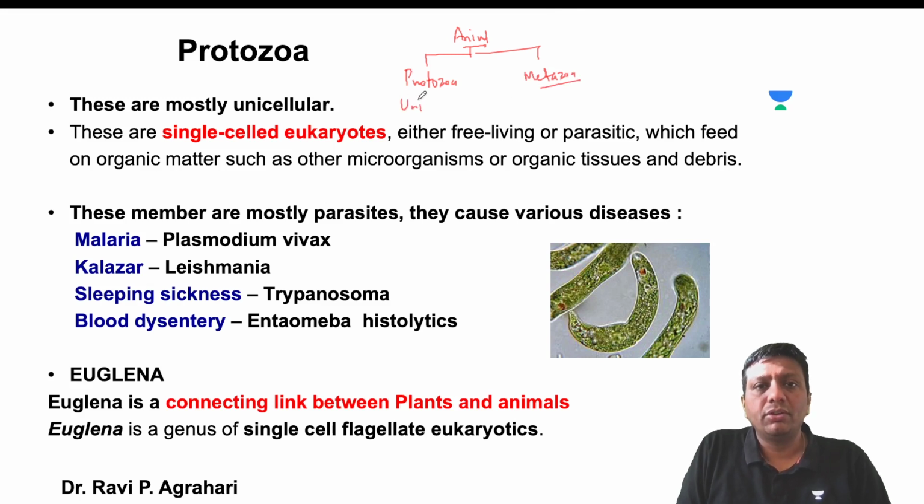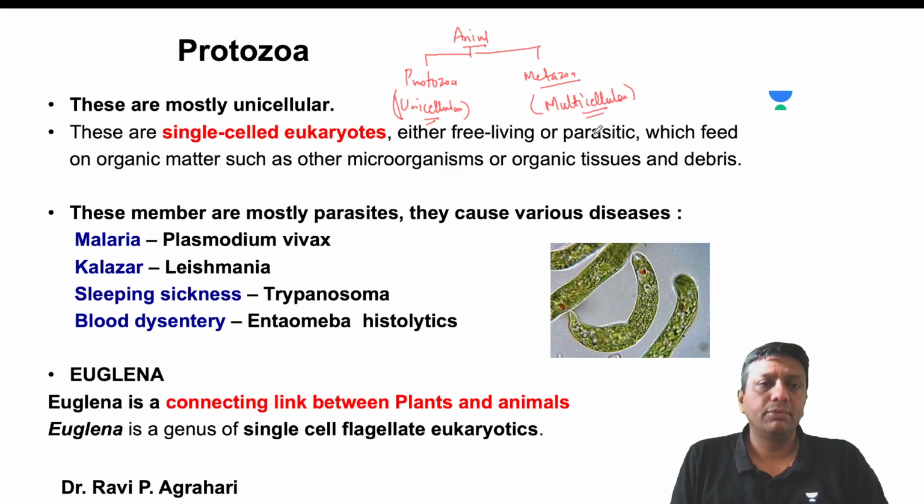Protozoans are the unicellular organisms, and metazoans are the multicellular organisms. So protozoans are unicellular, and metazoa are the multicellular organisms. The protozoan group is actually unicellular. All the rest of the groups you can also call metazoa.